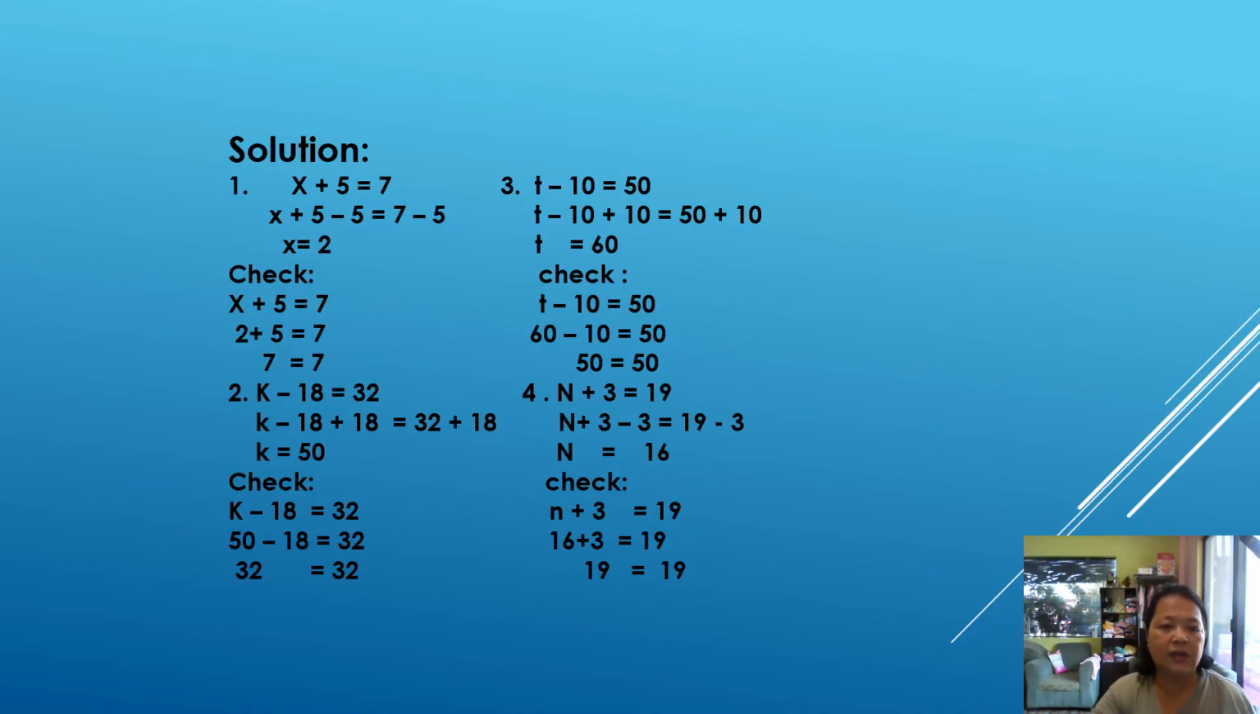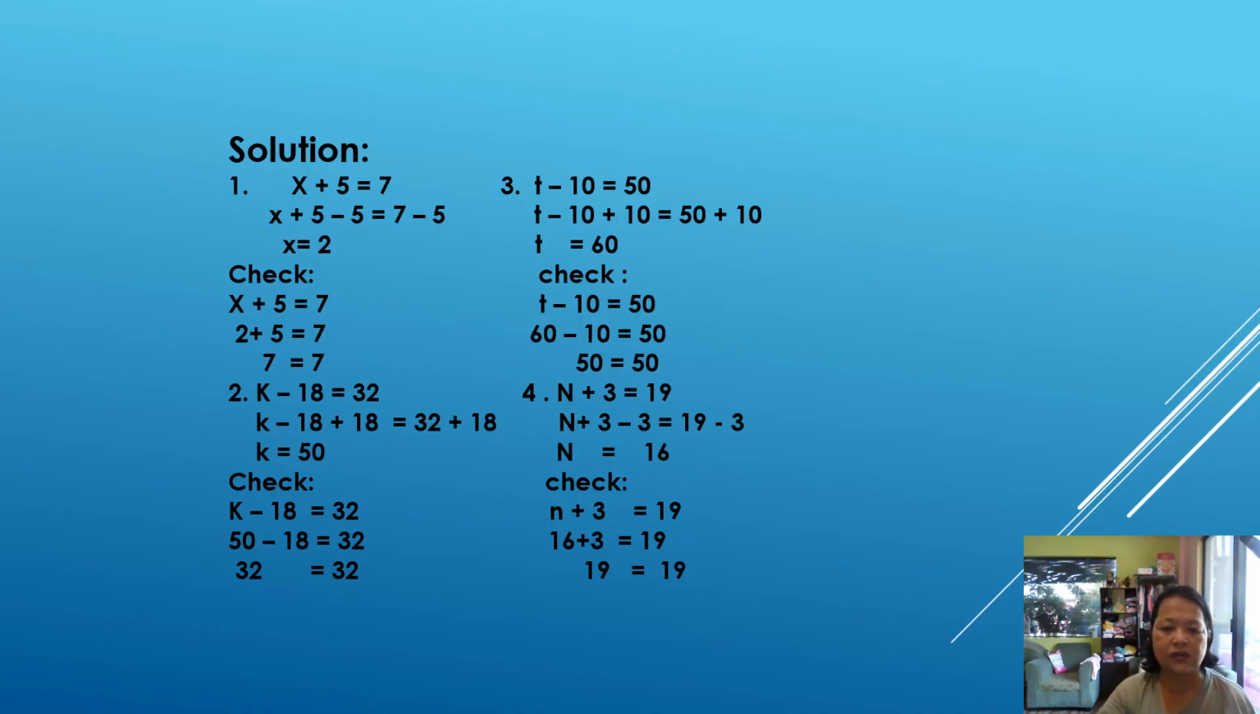Number 3, t minus 10 is equal to 50. t minus 10 plus 10 is equal to 50 plus 10. t is equal to 60. To check, the original equation, t minus 10 is equal to 50. Your t is 60, 60 minus 10 is equal to 50. And that is correct.